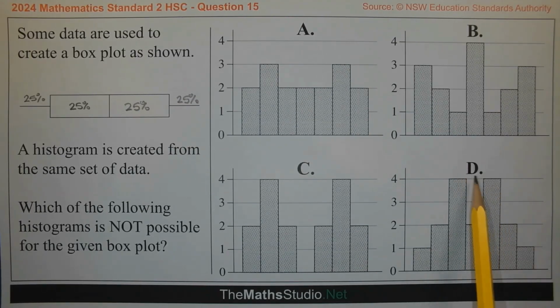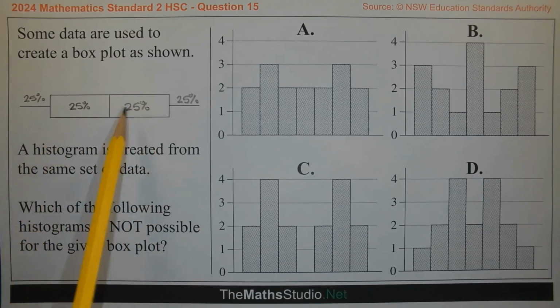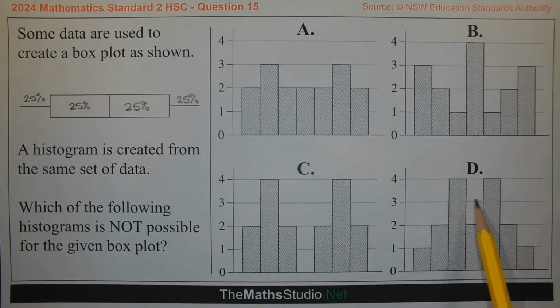However, with option D, we can see a concentration of data in the center. So with option D, this histogram implies the tails are quite long, but the box component is quite narrow. Therefore, the histogram in option D is not possible for the given box plot.